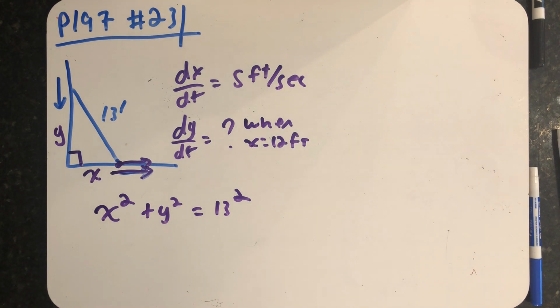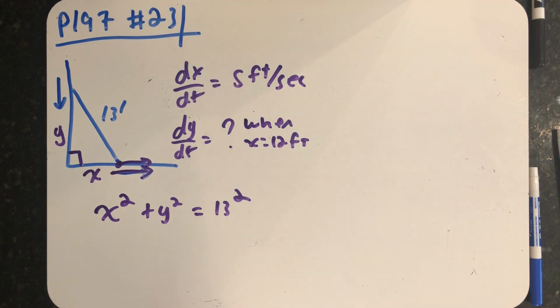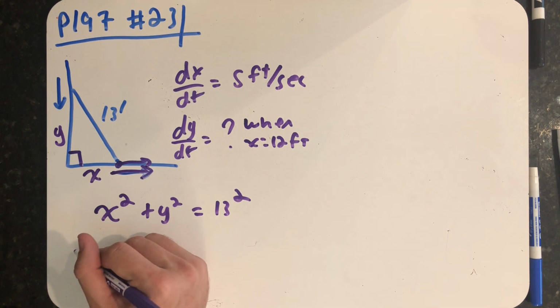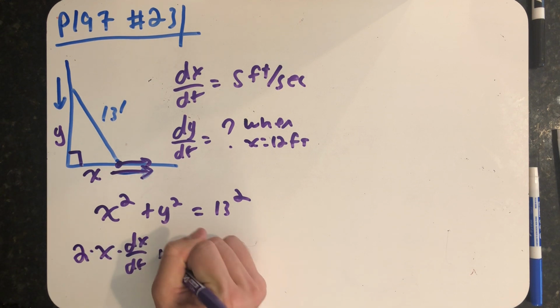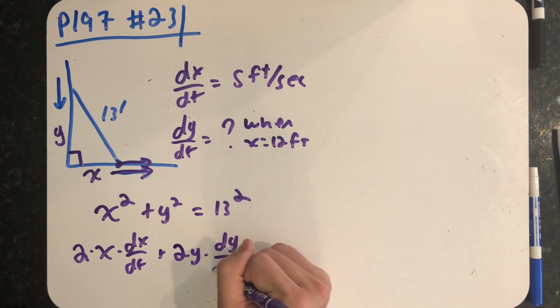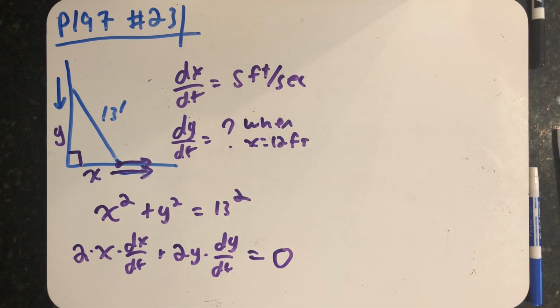This is the equation I need to take the derivative of with respect to time. x and y are both changing. They're functions of time. So I have to use the chain rule for both. The derivative of x squared would then be 2x times dx/dt plus the derivative of y squared, 2y times dy/dt. And then the derivative of 13 squared, well, that's a constant, so that derivative is going to be 0. All right, so now if I think about it, I'm given dx/dt, I'm looking for dy/dt.